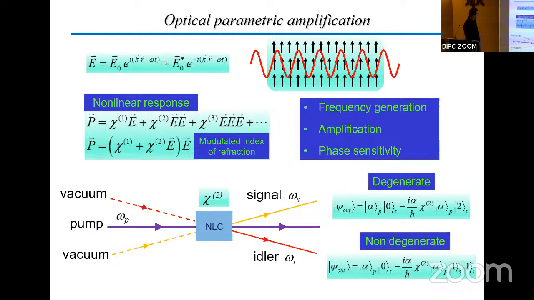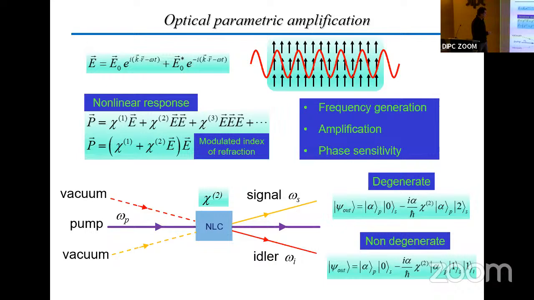Of course, it cannot happen in a centrally symmetric medium, for example, because as you invert the sense of the oscillation of the electric field, the polarization will not follow the same symmetry. So it cannot be realized in a centrally symmetric medium. Okay, but let's suppose we have some anisotropic medium that is capable of giving us this kind of second order response.